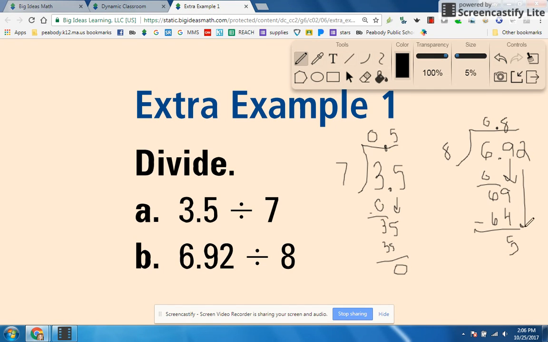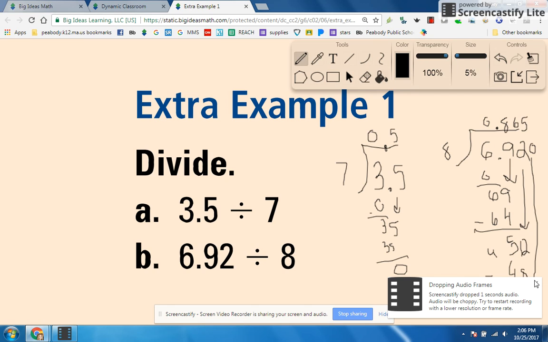So when I bring down the 2, I have to figure out how many times 8 goes into 52. So I know 8 times 7 is 56, so that's too high. So I'll do 8 times 6, which is 48. So now I'm going to subtract 52 minus 48, so I got to borrow a little bit here so I can subtract. I get a remainder of 4. So we're not doing remainders anymore. Add a 0 to the end of the dividend, bring it all the way down, and now I have 40, and 8 goes into 40 exactly 5 times. So that means your answer is going to be 0.865.